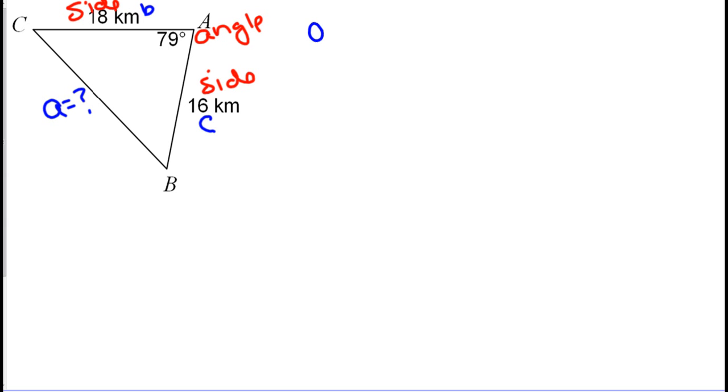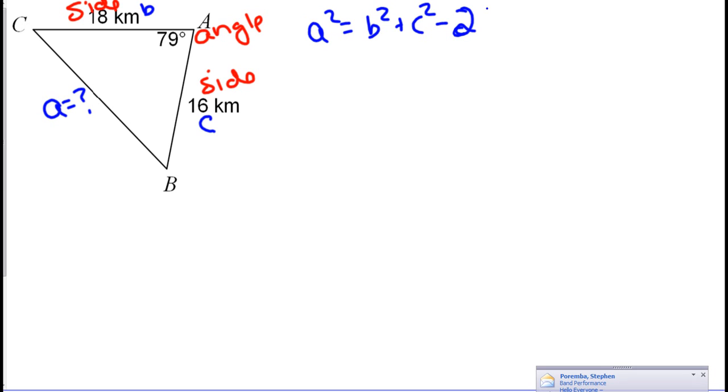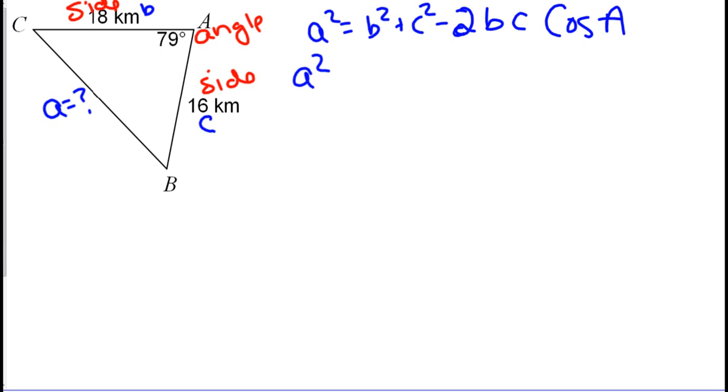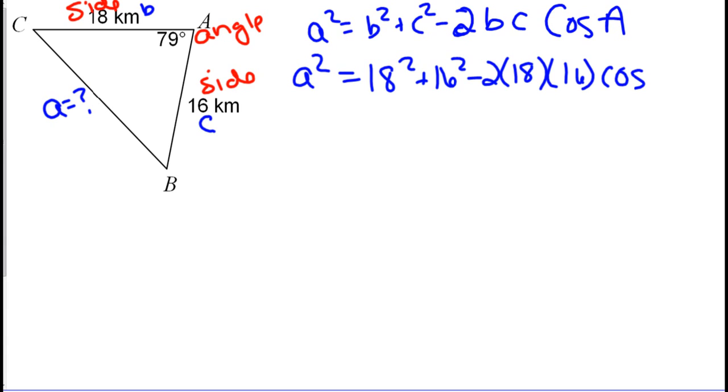You're going to do A squared equals B squared plus C squared minus 2 times B times C times the cosine of A. So when I plug everything in, A squared is going to equal 18 squared plus 16 squared minus 2 times 18 times 16 times the cosine of 79.